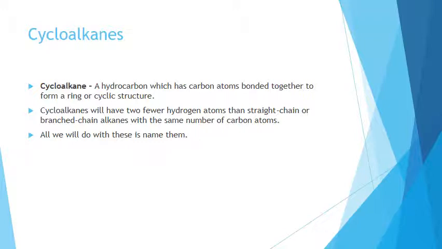Okay, the next thing that we're going to talk about is something called cycloalkanes. And cycloalkanes are not straight chains. What they are is like this. Okay. So it's not a straight chain, but they form like a circle. Okay, and they're alkanes because there's nothing but single bonds between the carbons, and then the rest are hydrogens.